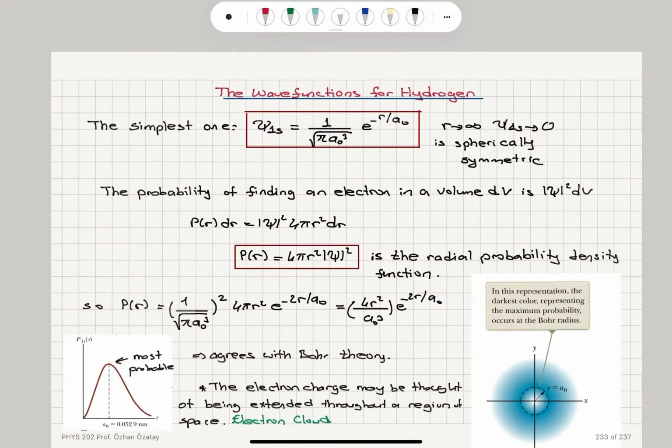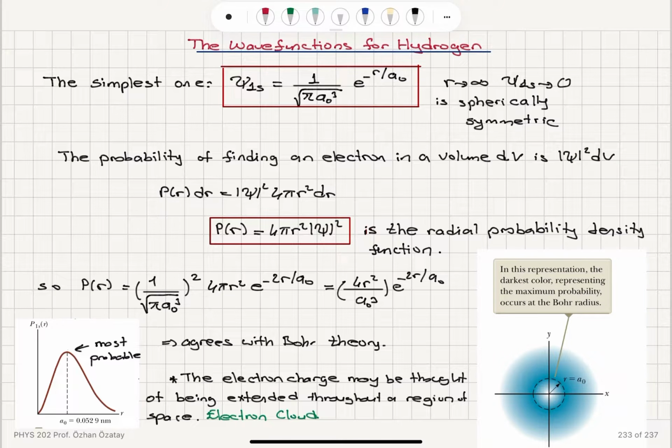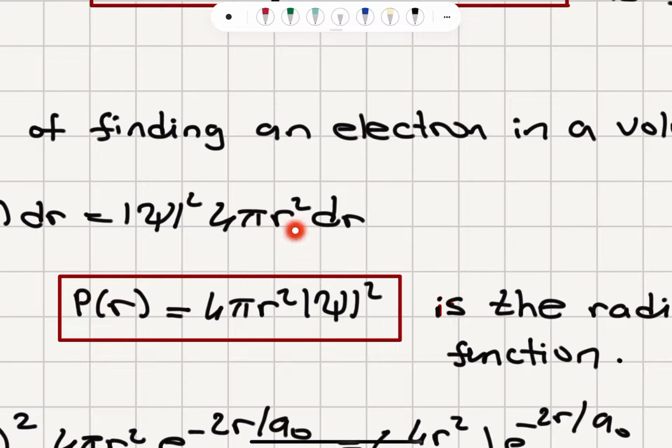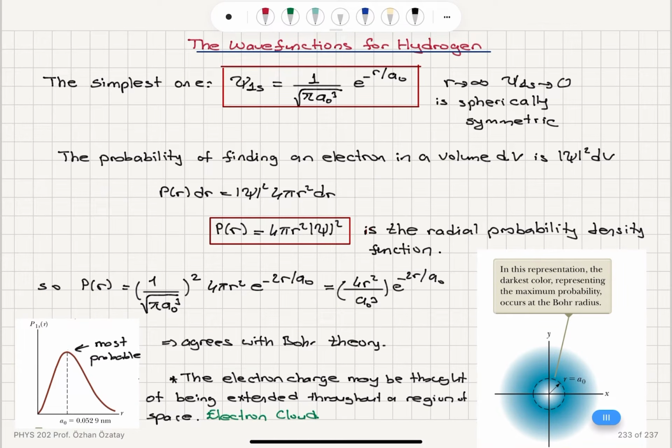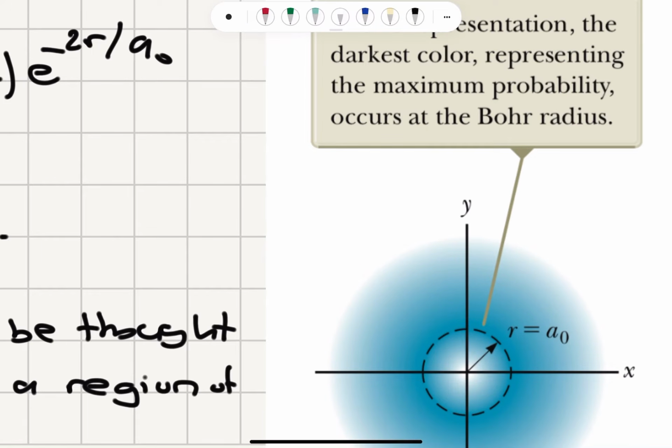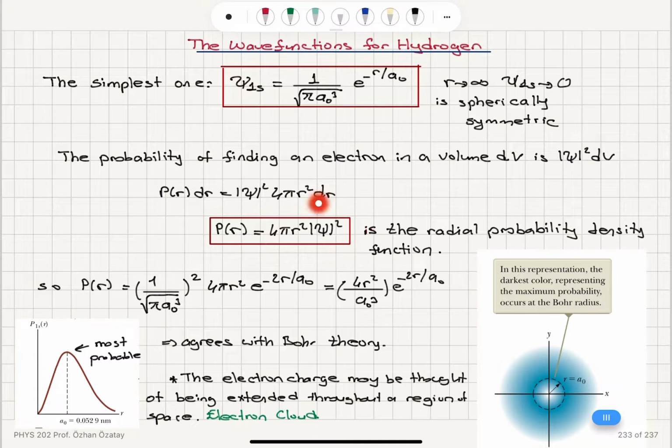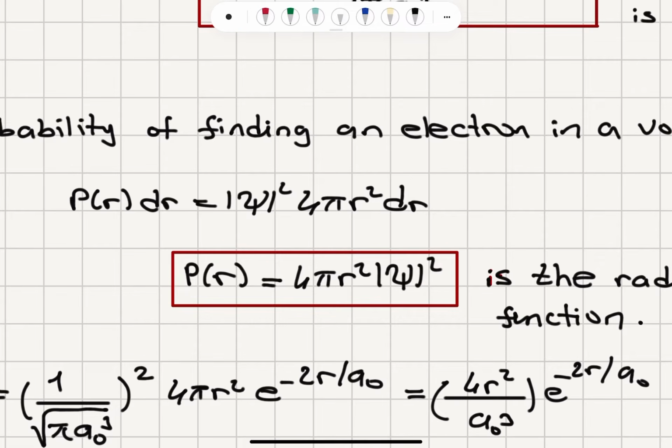Well, I note that dV in spherical coordinates is basically 4 pi r squared. So if I'm at a radial distance r from the center, that is the surface area of the sphere multiplied by its thickness dr. So it's 4 pi r squared dr. So if I'm at a radial distance r here, if I move another distance dr, 4 pi r squared would be the area of this surface multiplied by dr, which gives me the volume of the shell. Shell thickness dr, right? So psi squared multiplied with 4 pi r squared dr.